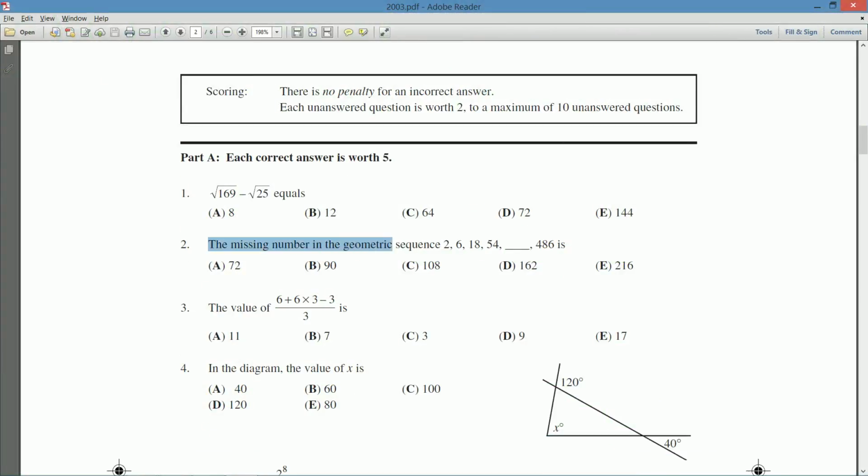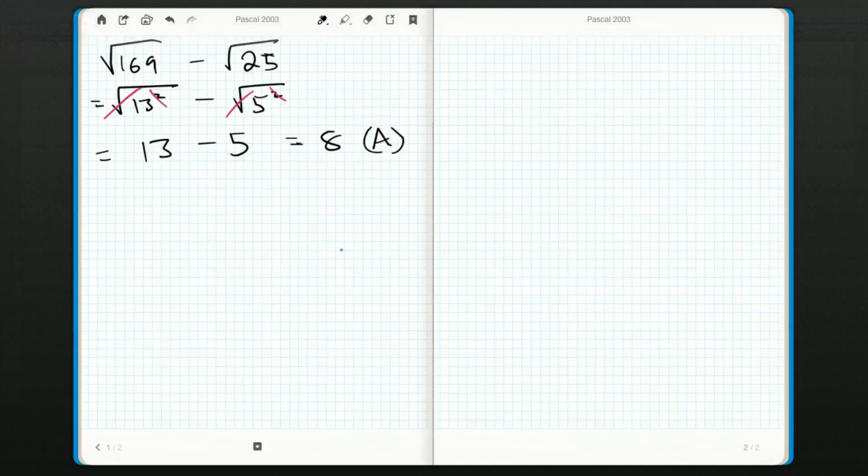So the missing number in the geometric sequence 2, 6, 18, 54, blank, 486 is... Alright, so they said geometric sequence, because if it were any old sequence, any one of these numbers would do. But geometric sequence has a very specific meaning. There are often two types of sequences that come up on these competitions. One is arithmetic sequence, which I'll go into if it comes up this year. But the other is geometric sequence.